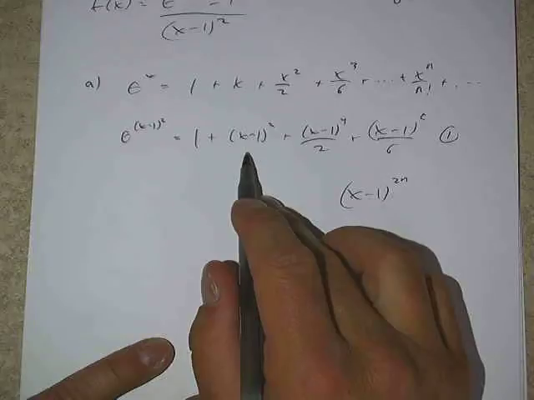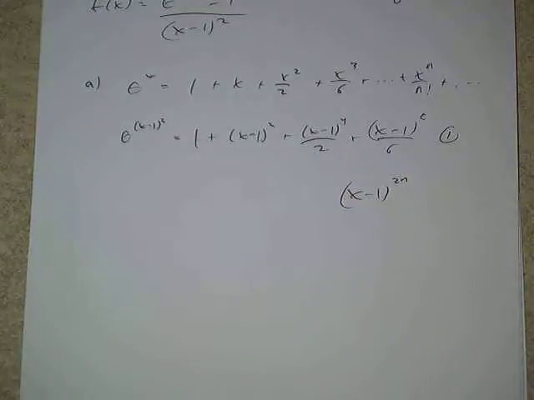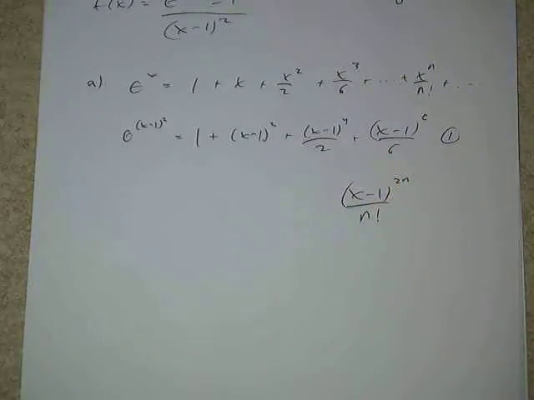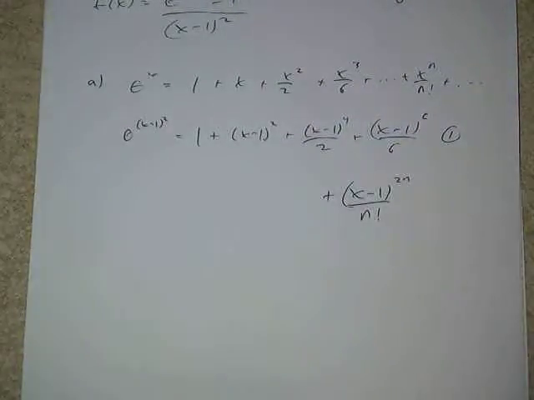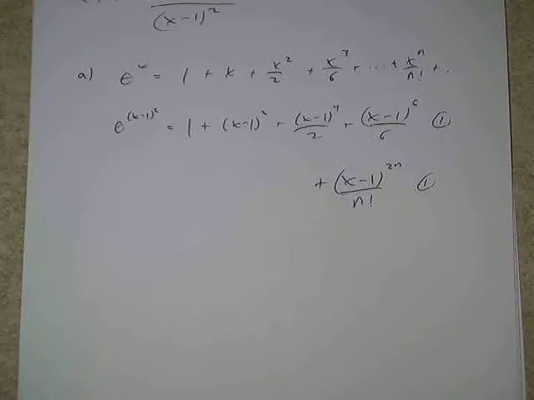So that would be the first 4 terms. If you got the first 4 terms, you got a point for that. And then the general term here, can we write a general term for this? We can see that in the general term we always have an x minus 1, and our x minus 1 is going to be to the 2n, because we have even powers here.